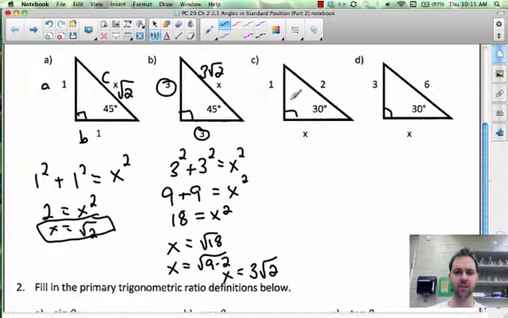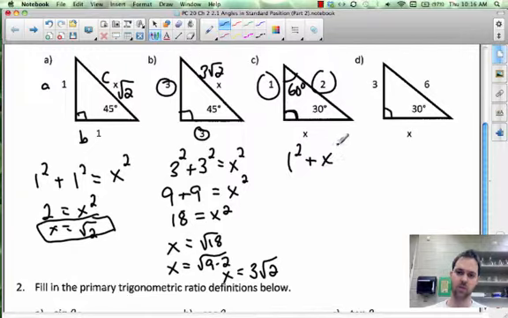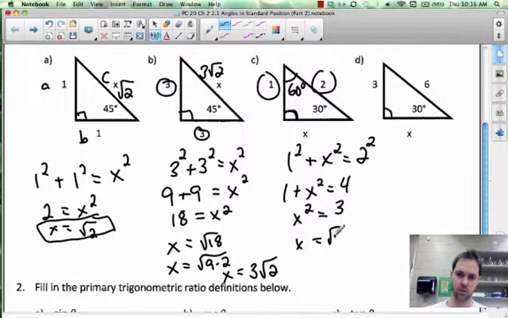Alright, so here we have a 30-60-90 triangle. Since this is 90 degrees, we know that this has to be 60 because all three angles add up to 180. Here we have a side and the hypotenuse, so we have A and C. So we go 1 squared plus x squared, which will represent your side B, equals 2 squared. So 1 plus x squared equals 4, x squared equals 3, subtracting 1 from both sides, and x equals root 3.